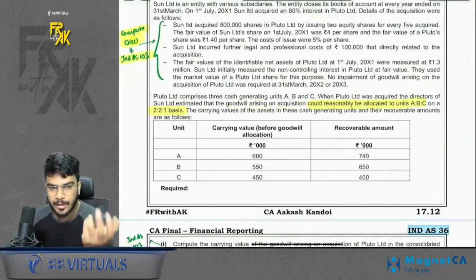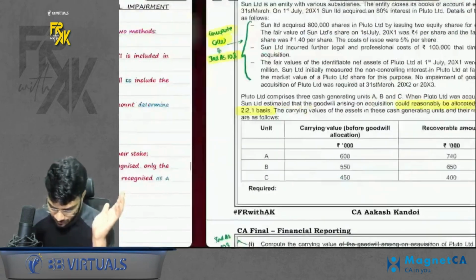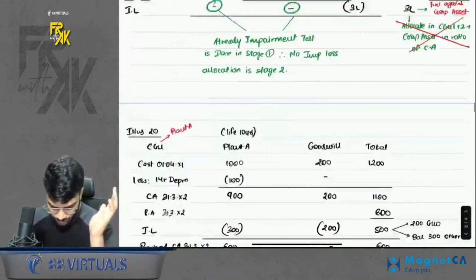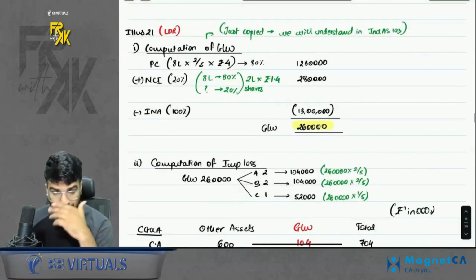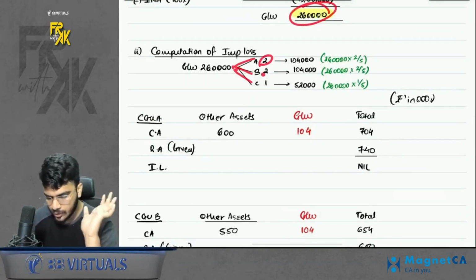So it is simple. You will do the test only in one stage: allocate the goodwill and conduct the impairment test, right? It is so simple. So how do you do it? See, if you want, I can show it to you. Here is illustration number 21. See, I computed goodwill and allocated it to all the CGUs. The ratio was given in the question.